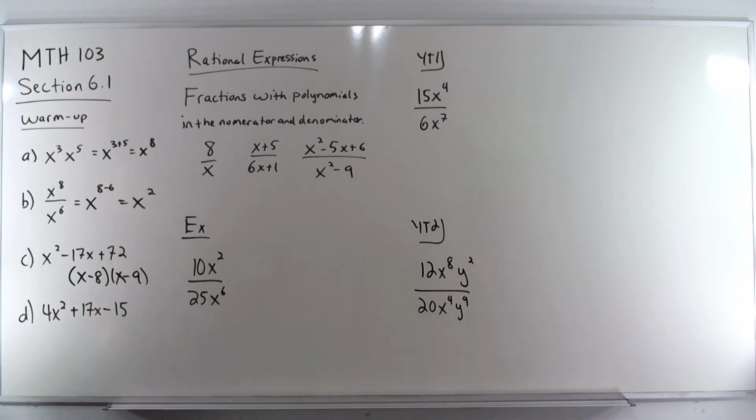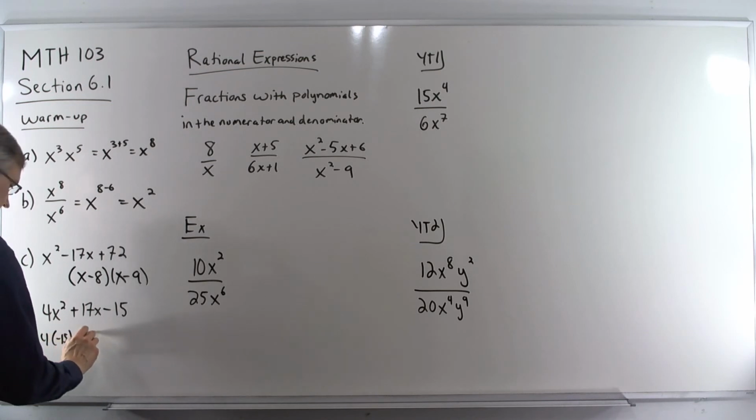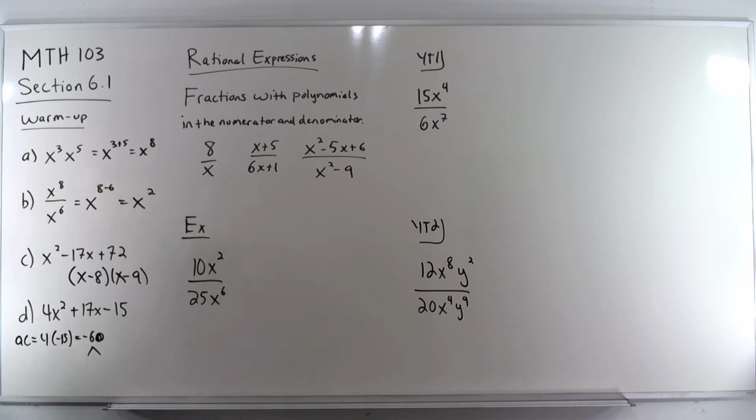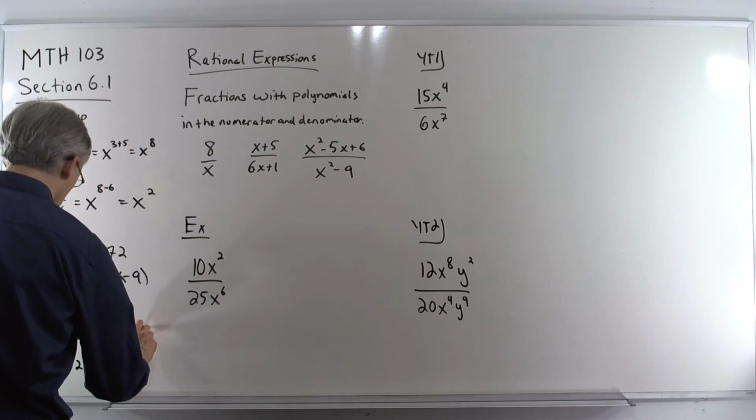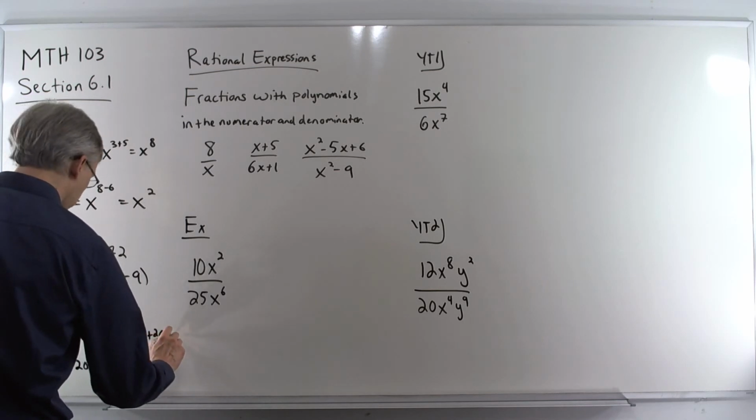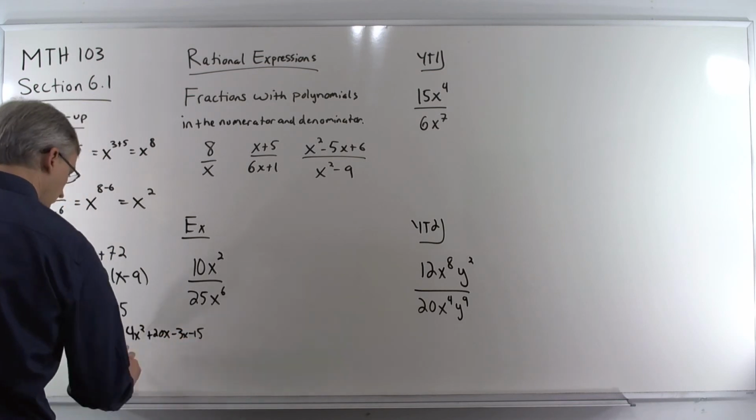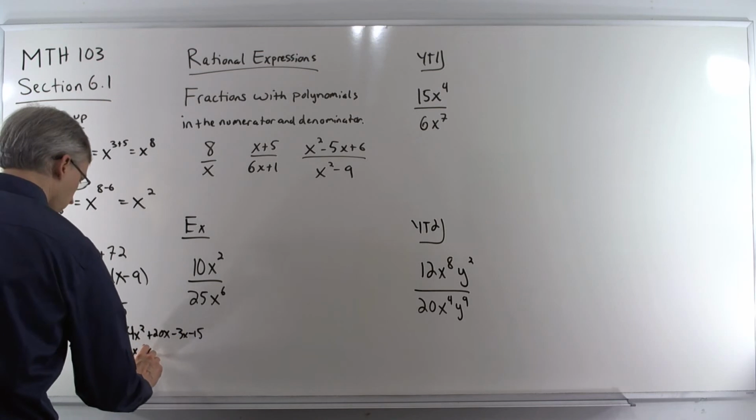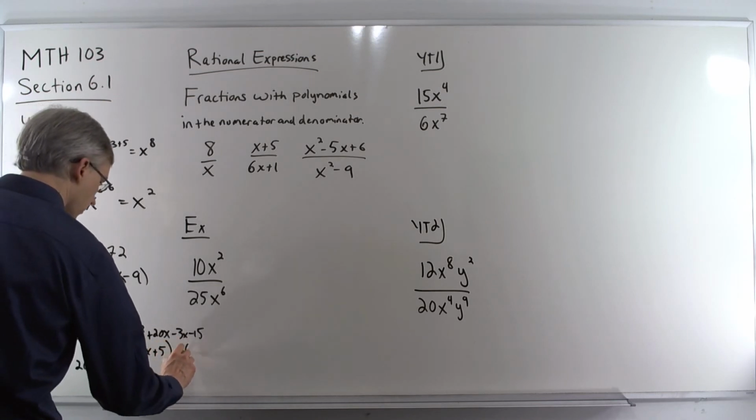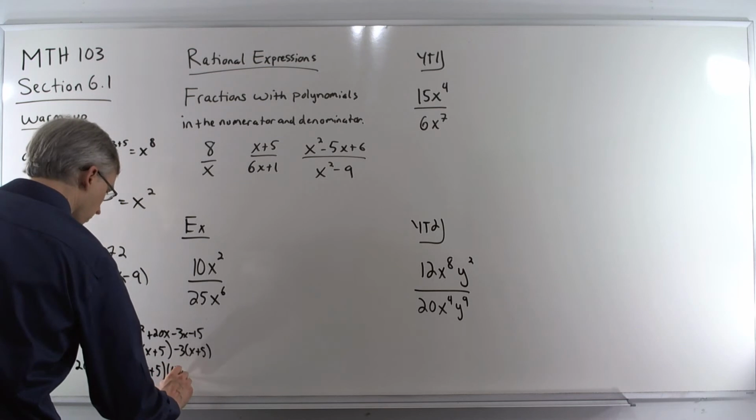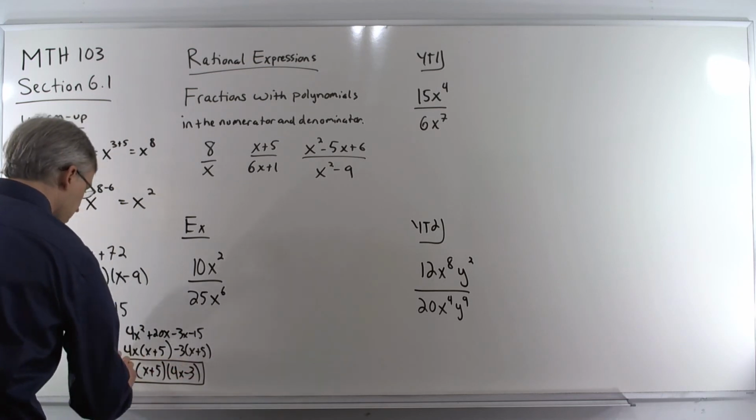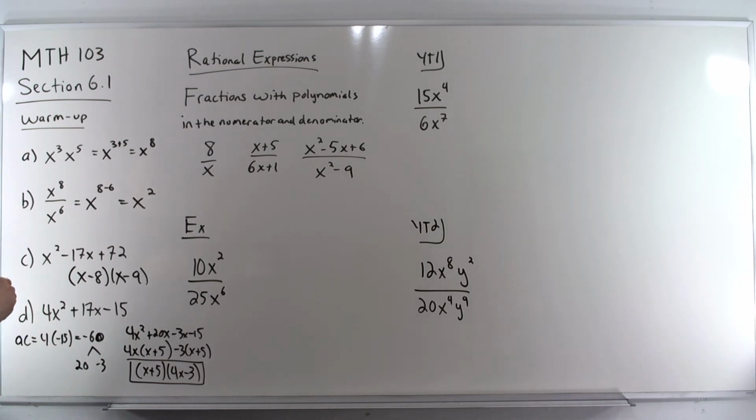And the last one, we're going to use the AC method to factor this. AC is 4 times negative 15, which is negative 60. So we need two numbers to multiply to get negative 60 and add to get positive 17. That's going to be positive 20 and negative 3. So we'll split up that middle term and then factor by grouping. So the factored form is x plus 5 times 4x minus 3.